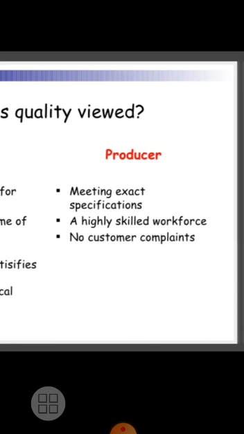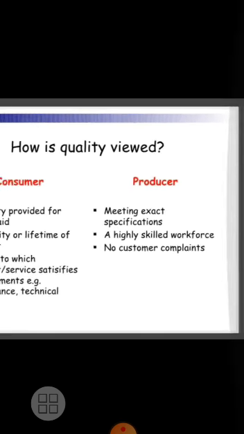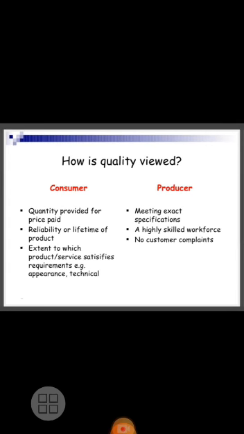But for a producer, when a product meets the exact specifications, like the product that they have made is just according to the expectations or the specifications, then it would be a quality product. And when a highly skilled workforce is used to produce the product, and when there are no complaints from the customer side, then it would be called a quality product in the eyes of the producer.